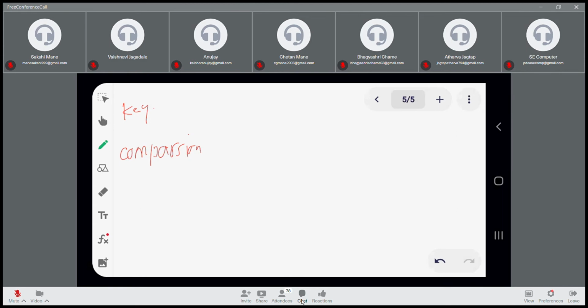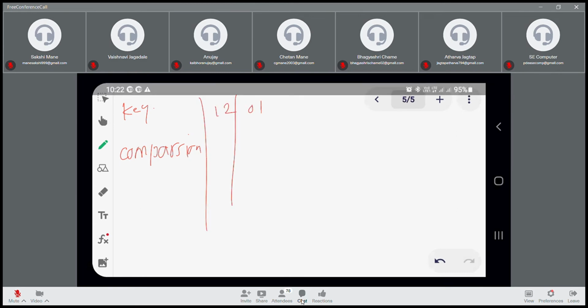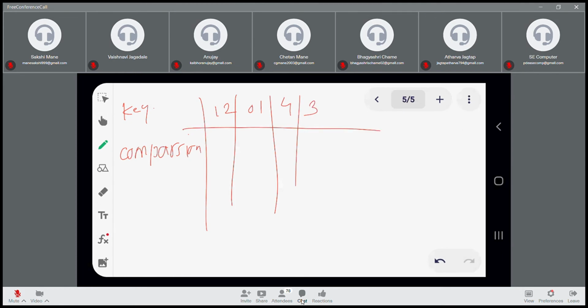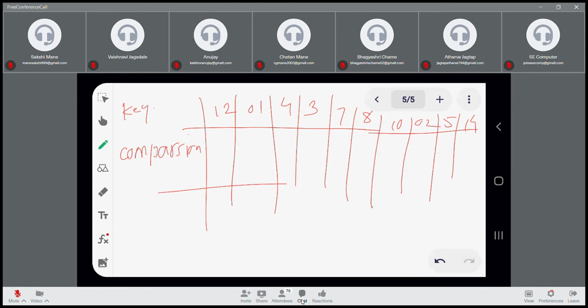Here the first number is 12, then 1, then 4, 3, 7, 8, 10, 2, after 2, 5, 14. Here I will write some numbers below the line. 14, then 6 and 28.